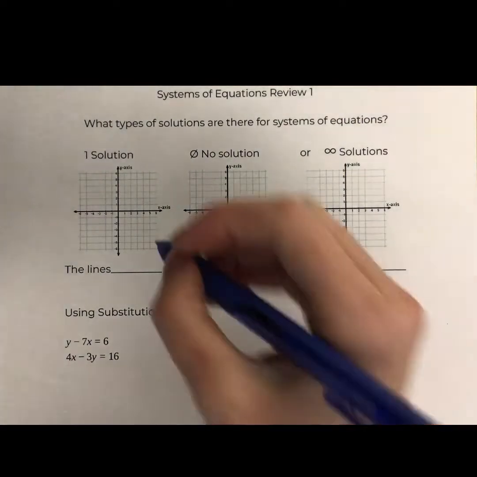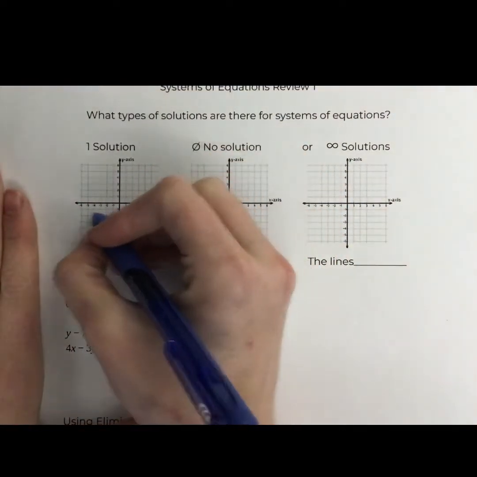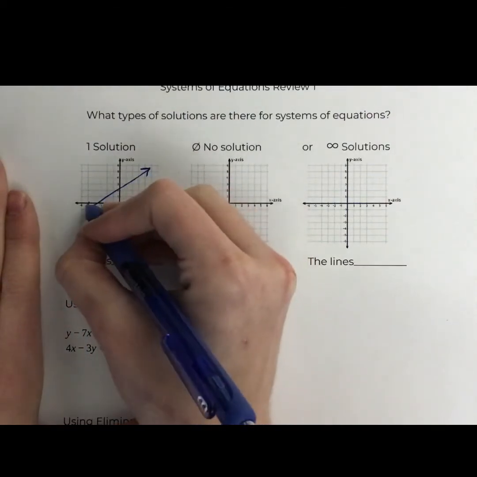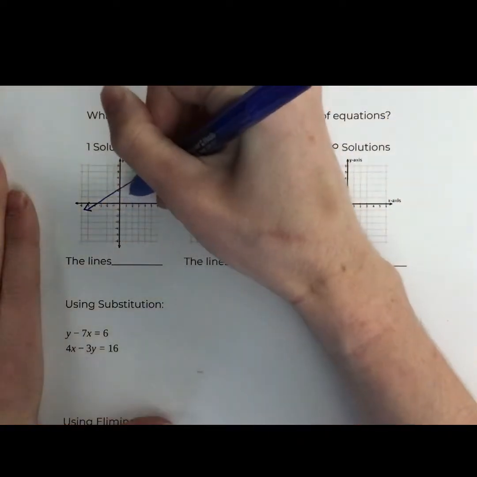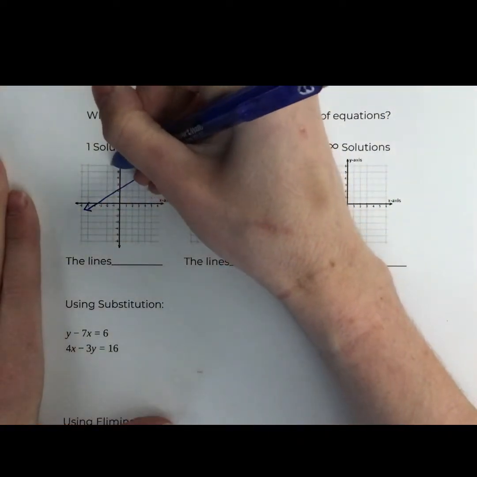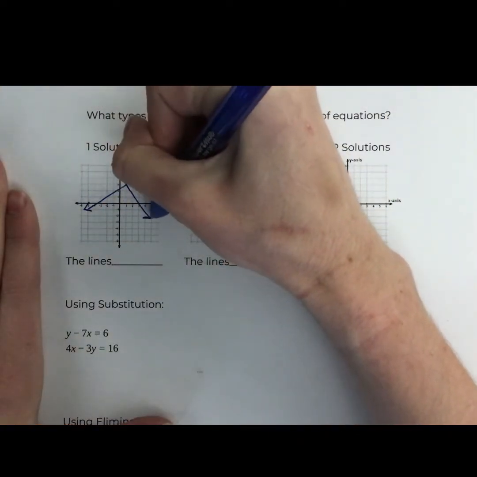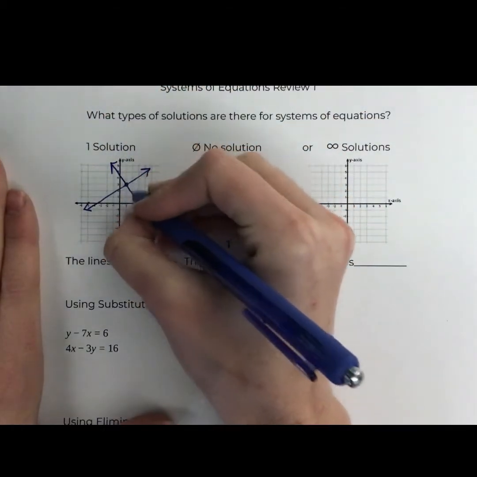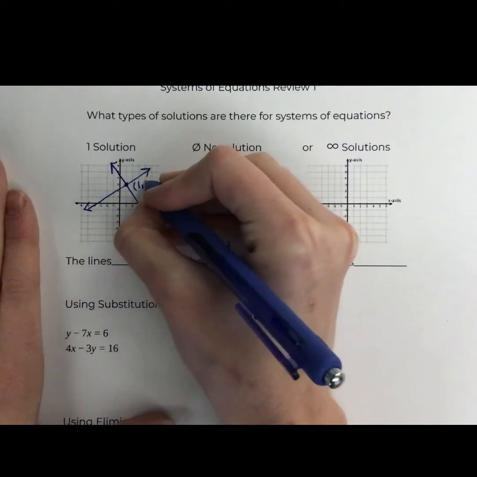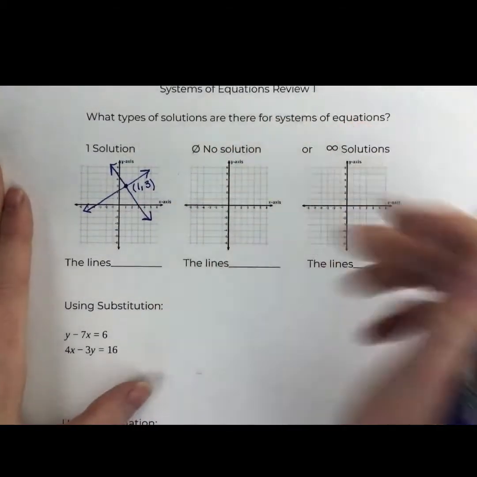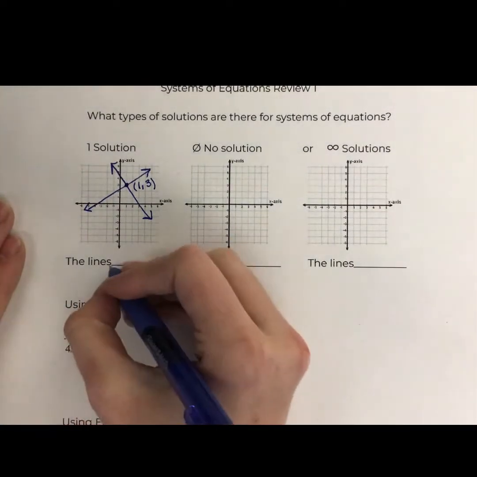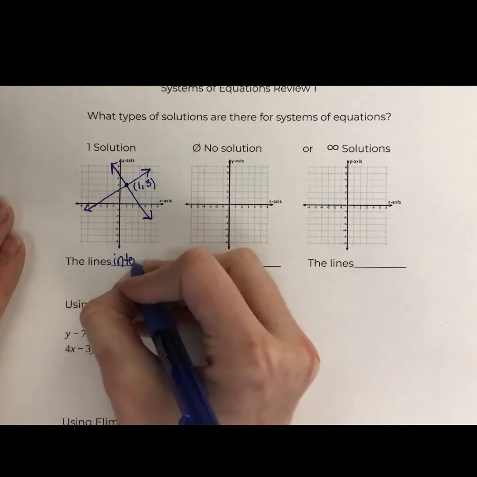The first solution, which is the one we're most familiar with, is if I were to have a line that comes through this way, and then maybe a line that comes down through here, I can see that these two lines intersect at the point 1, 3, and since they are both linear equations, that would be the only spot that they intersect at. So these lines we say are intersecting.